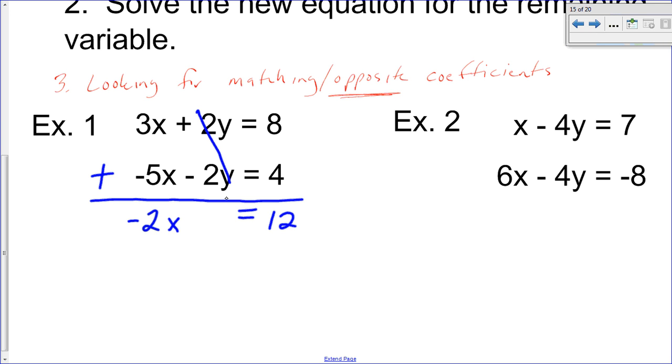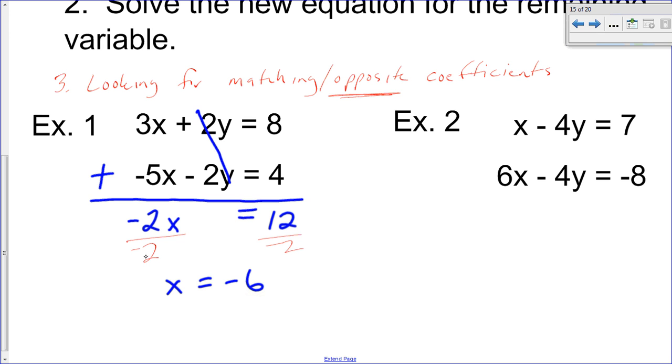So if I look now, I have a real simple problem where I have one variable. I can solve that. We all know how to do that from here. Divide both sides by negative 2. So x will equal negative 6. Cool. I have a value for x.